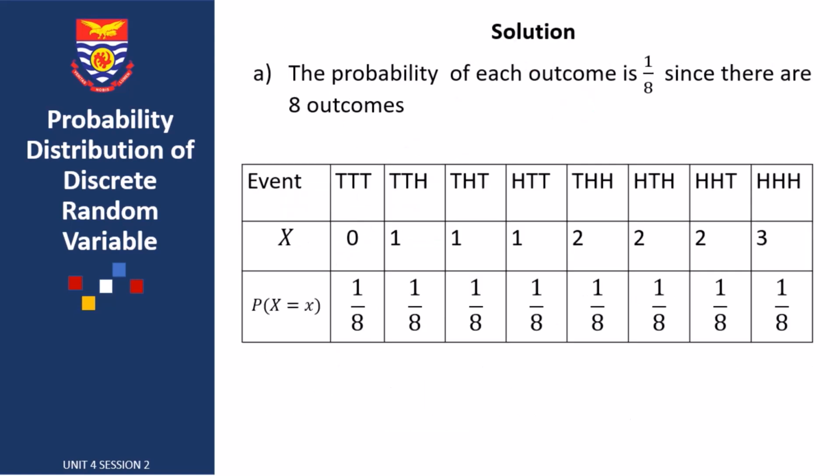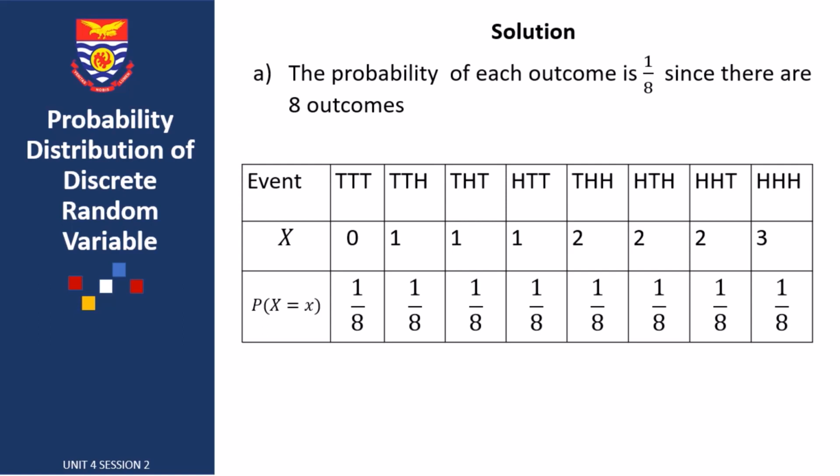Solution. The probability of each outcome is 1 over 8. Why do we say it's 1 over 8? Since we are tossing a fair coin 3 times, we have 8 outcomes, and each outcome will be 1 out of 8.